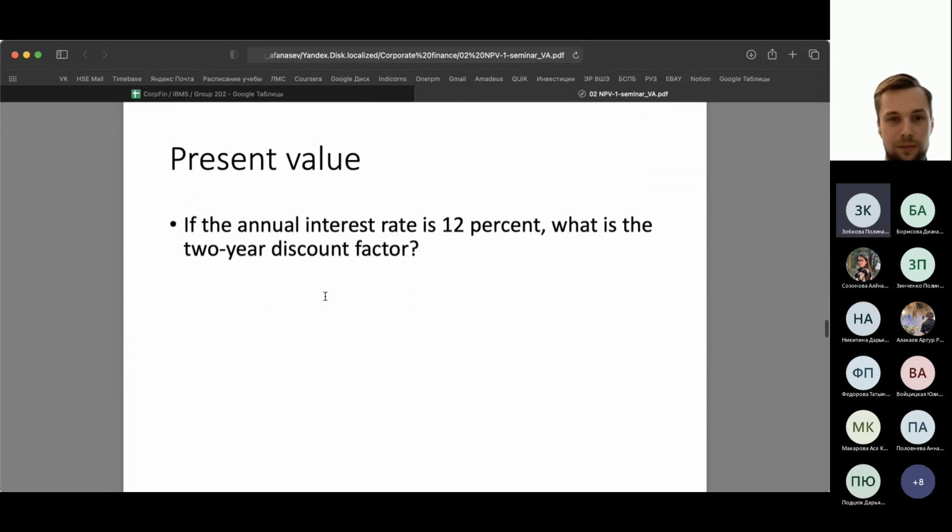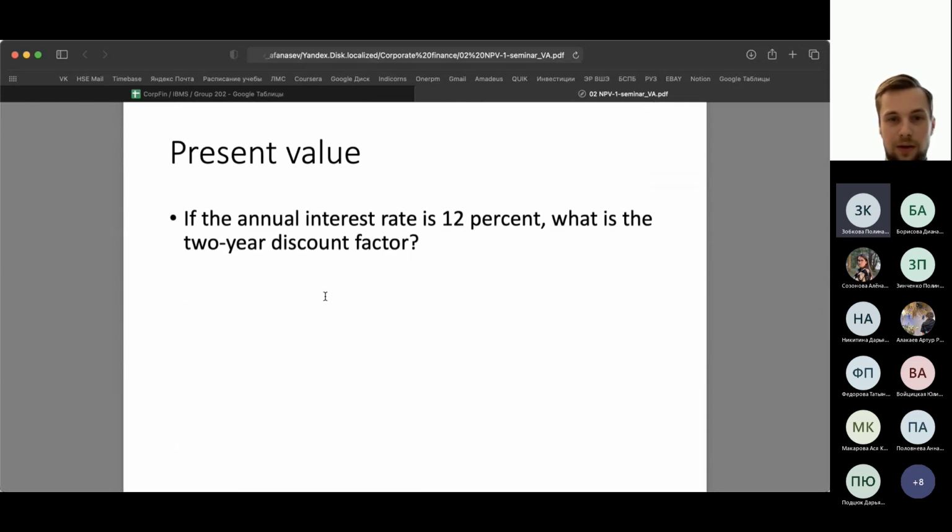Well, let's calculate present values. If the annual interest rate is 12%, what is the 2-year discount factor?